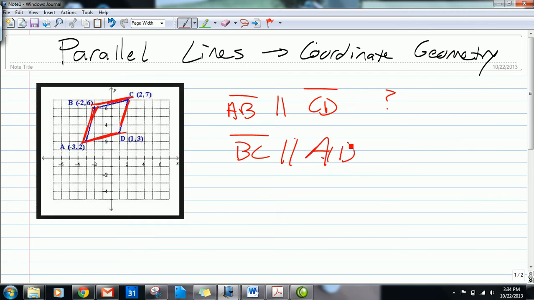So I'm going to do one, and you guys are going to do the other one. Okay, so I'll take this one, right? So I'll show that AB and CD are either parallel or not. So let's get rid of these two. So what I want to do is kind of think about slope.